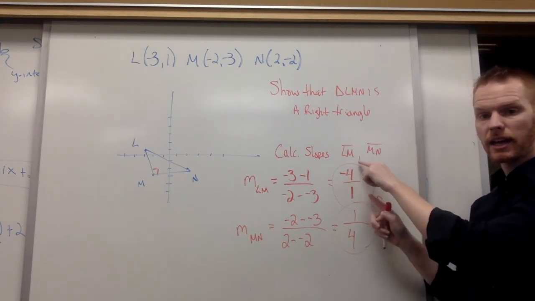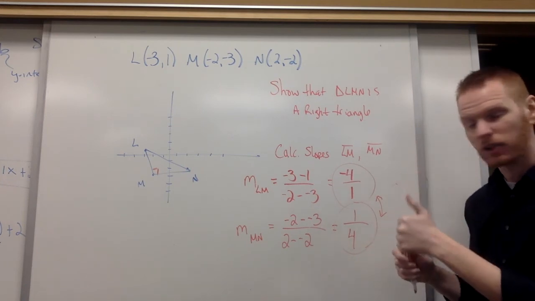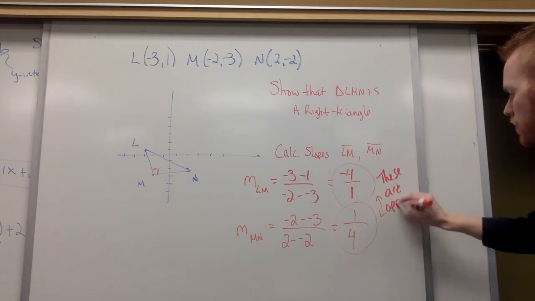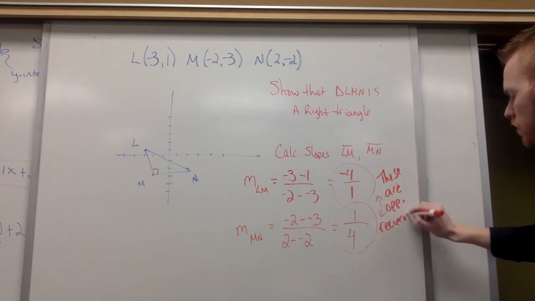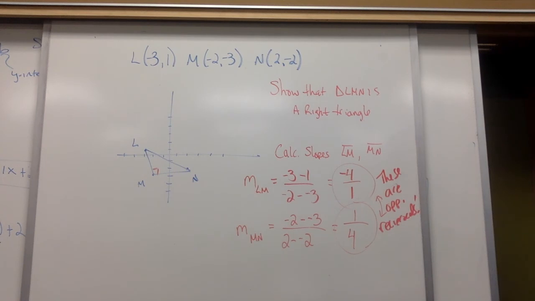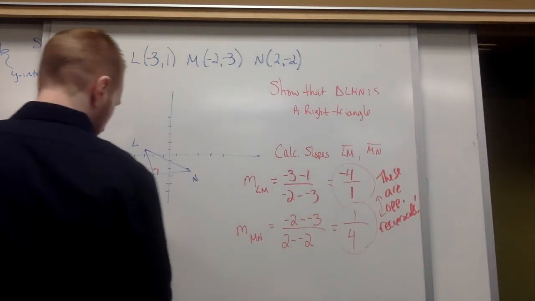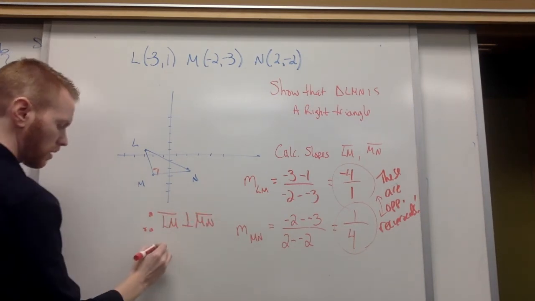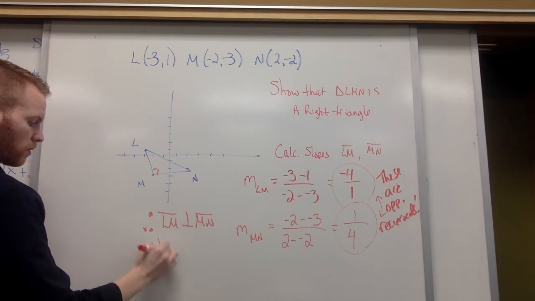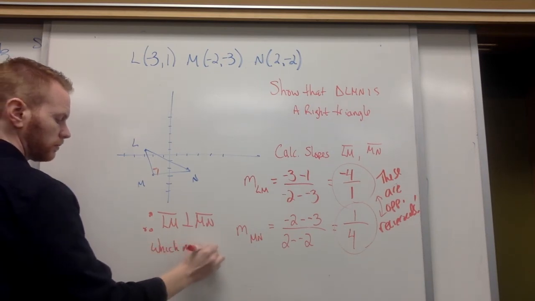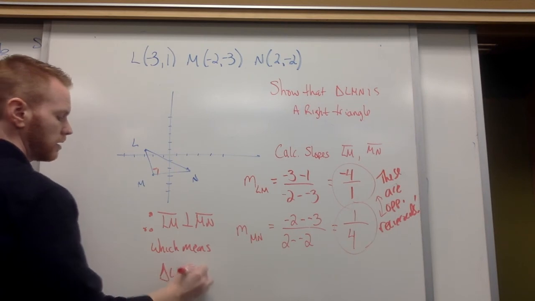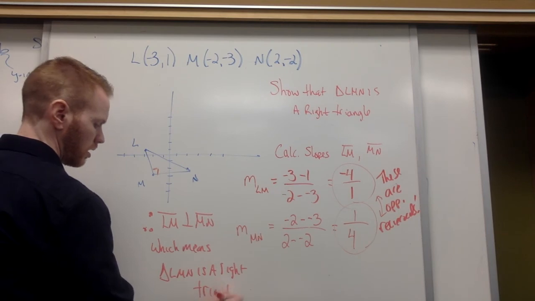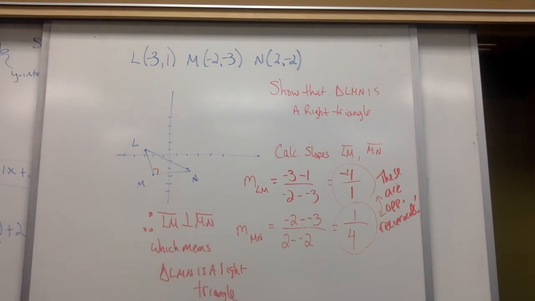If I take this guy and flip it, do I get 1/4? I do. So these are opposite reciprocals. Okay? Therefore, LM is perpendicular to MN, which means triangle LMN is a right triangle. Okay.